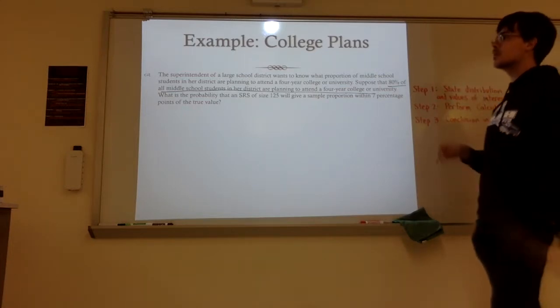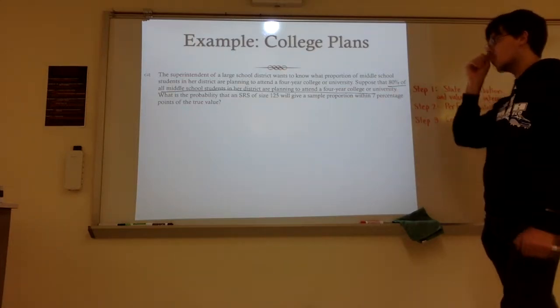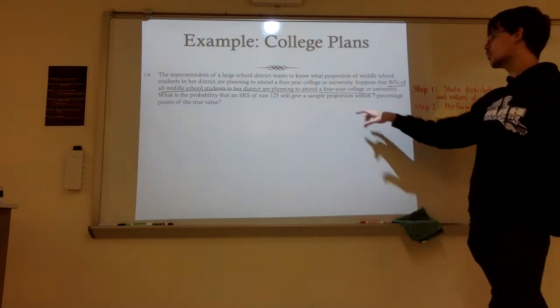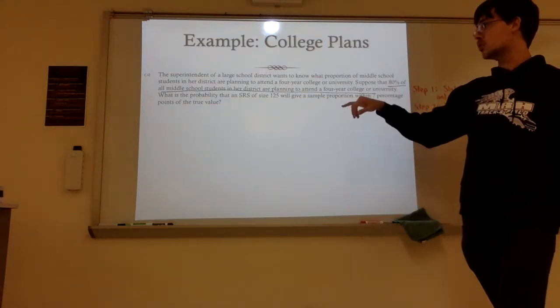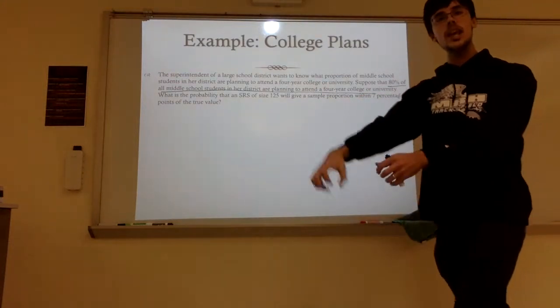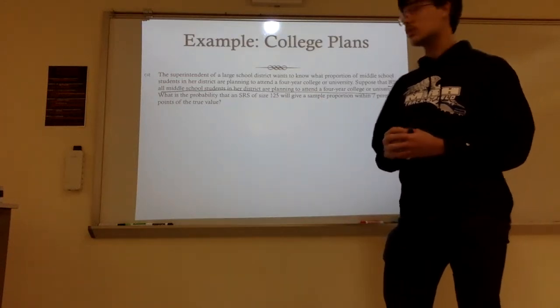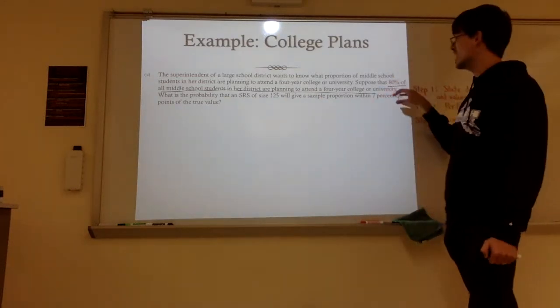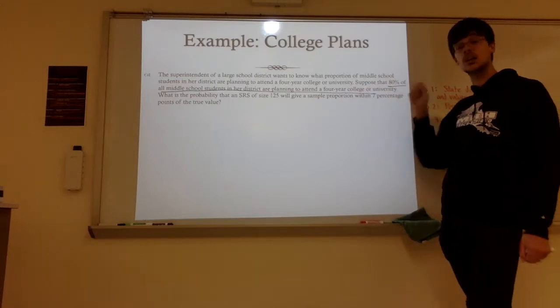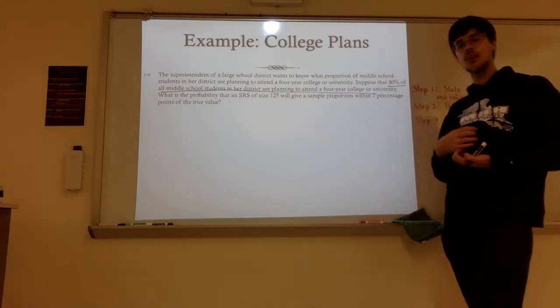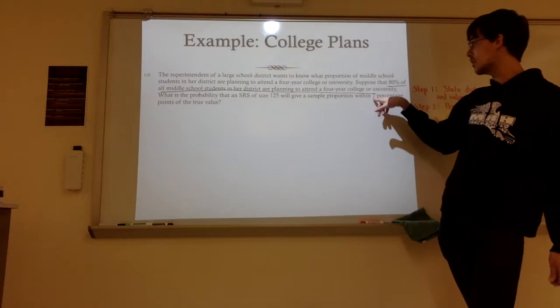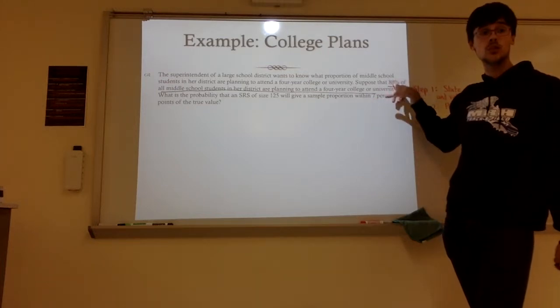We're looking for the probability that an SRS of size 125 will give a sample proportion within 7 percentage points of the true value. So we want to know that if we take a sample out of this population where the real answer is 0.8 for the proportion going to college, what is our p-hat value? What's the probability it's within 7 percentage points of the true value right here?